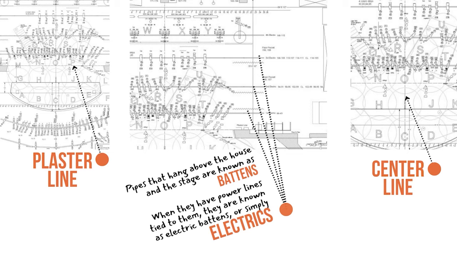When the battens have power, which all lights require, then they are called electric battens, or simply electrics for short. Electrics get numbered from the plaster line heading upstage: electric 1, electric 2, electric 3, and so forth. Electrics above the house are often referred to as front-of-house electrics, or FOH, and are numbered from the plaster line to the back of the house: FOH1, FOH2, FOH3, and so forth.